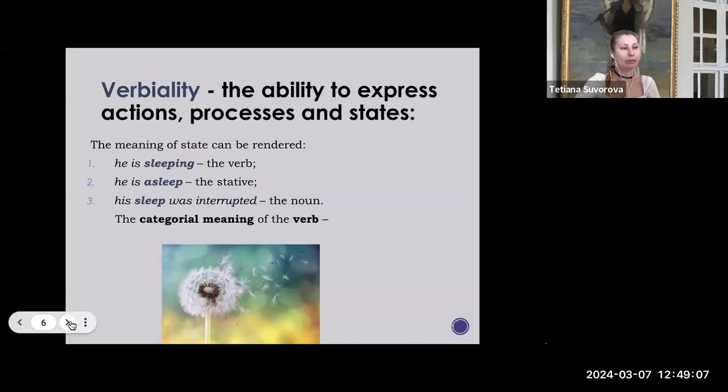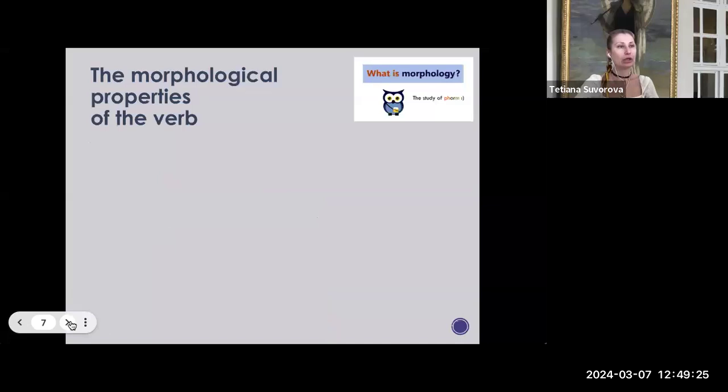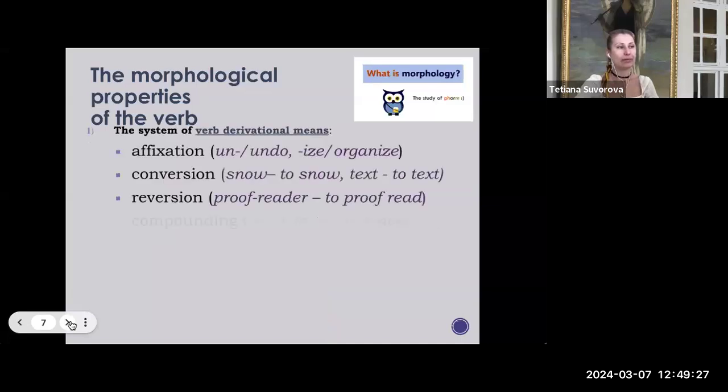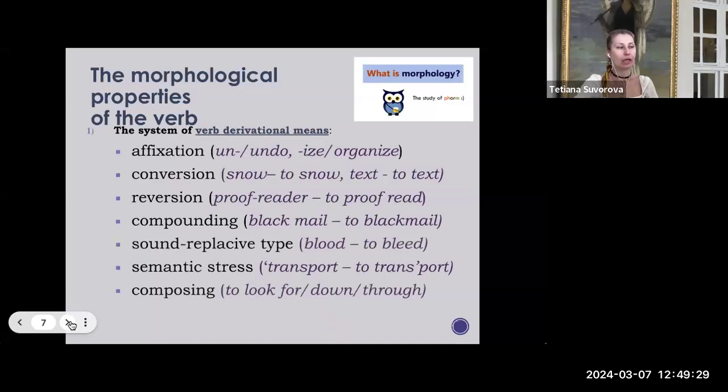So the categorical meaning of the verb is the process presented dynamically, developing in time. Either it is a state, but it's the state at a definite moment of reality. So the morphological properties, let's have a look. Here we have several of them.